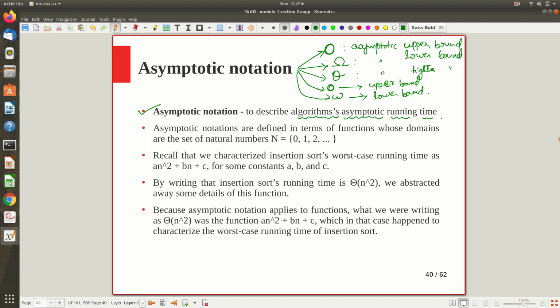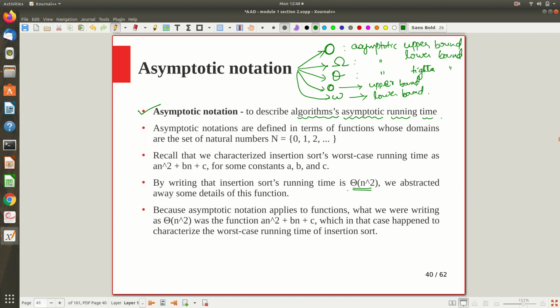Recall that we characterized insertion sort as something like a n square plus b n plus c for some constants a, b, c. Now, by writing this insertion sort running time as just theta of n square, if you don't know the meaning of theta, we will see soon, it is a tight bound. If that is the case, we abstracted away some details of this function. So always that abstraction is happening. That is why we shifted from step count analysis to asymptotic analysis, because 99% of the time the requirement is that you want to compare two different algorithms and choose the best, and at that time these things are going to help.